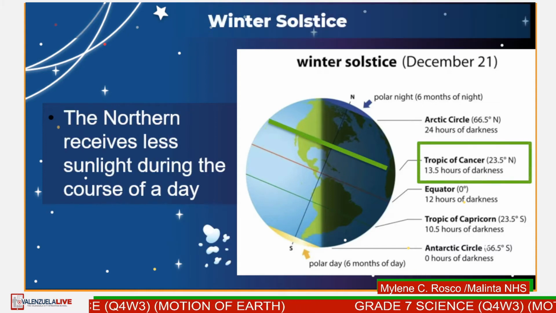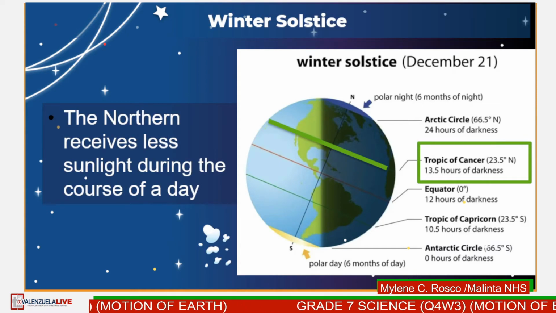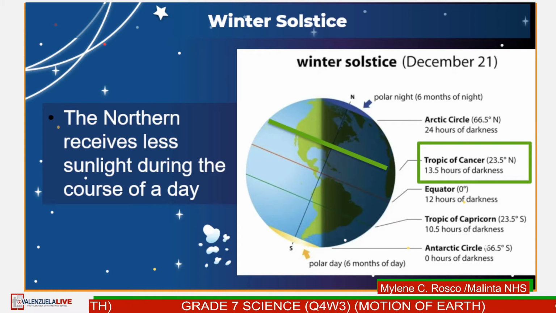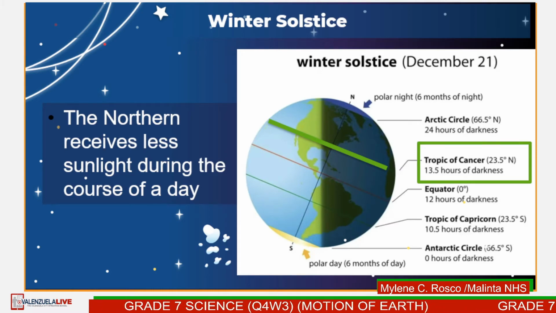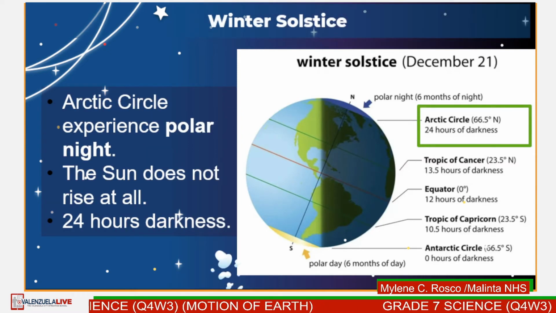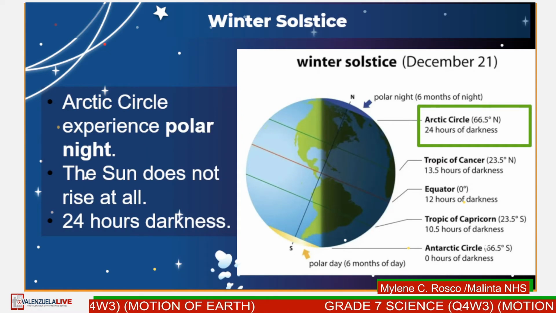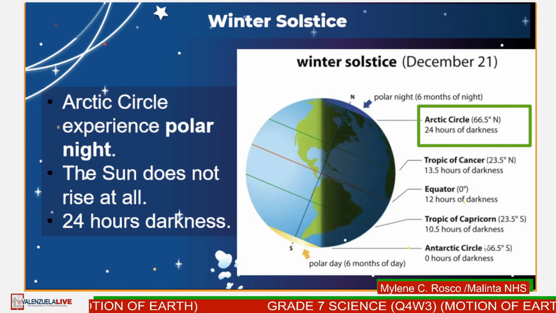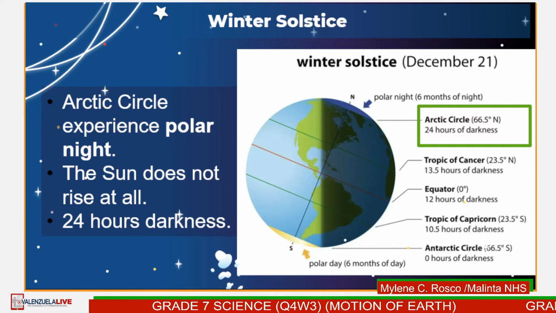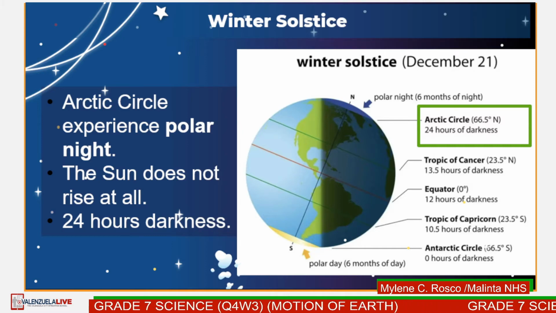The reverse happens in the northern hemisphere, where they get less heat from the sun and experience longer nights and shorter days. During winter solstice, polar night occurs in the Arctic region wherein the sun never rises and they experience 24 hours of darkness.